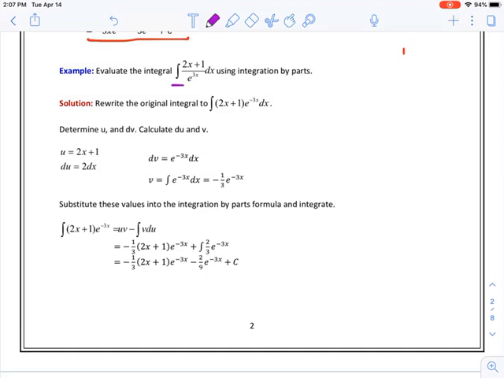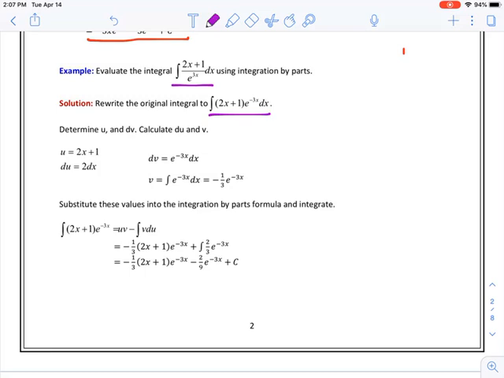In this particular problem, because it's a quotient, and integration by parts works when we're multiplying two functions together, let's change the quotient into a product. And so we've done this when we're doing derivatives. You can take the denominator, e to the 3x power, and bring it up to the numerator and just change the sign of the exponent so it becomes e to the negative 3x. And so now we need to choose u and dv.